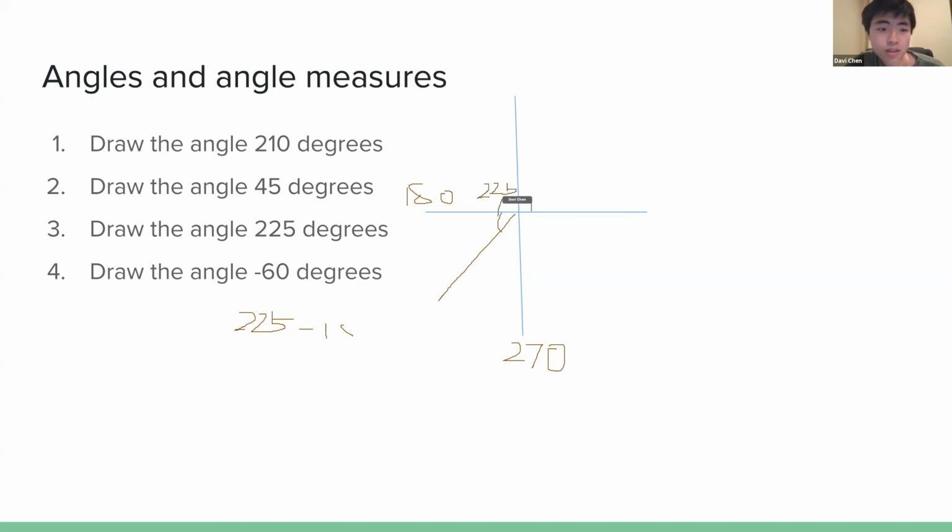And then for the last one, negative 60 degrees is in the fourth quadrant, and you just rotate 60 degrees here. Oh, it's negative 60. All right. Yeah, cool. This one was pretty easy, so maybe we can move on to the next slide.